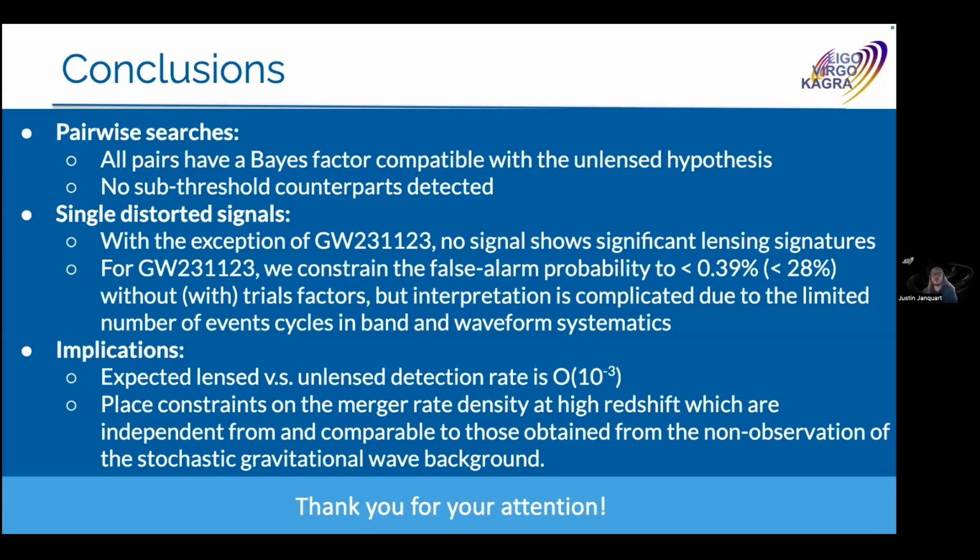And finally, we look into the implication of the non-detection of strong lensing, where basically we've seen that the rates now give us a lensed versus unlensed detection rate of the order of 10⁻³, which is compatible with most predictions. And we're also able to independently place constraints on the merger rate density at high redshifts, independently from the stochastic gravitational wave background, for example, but also in line with this other method to put constraints.